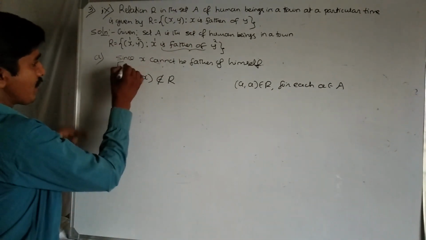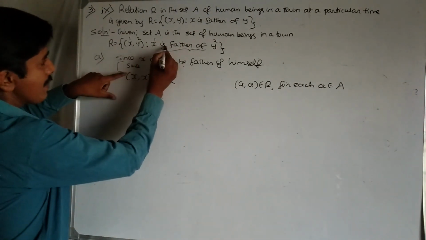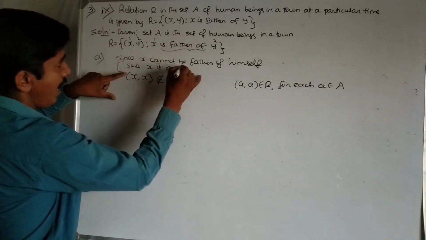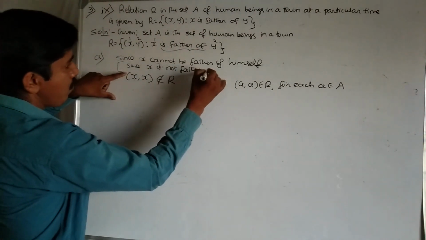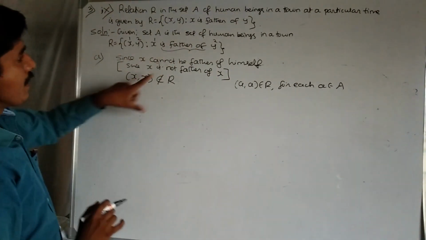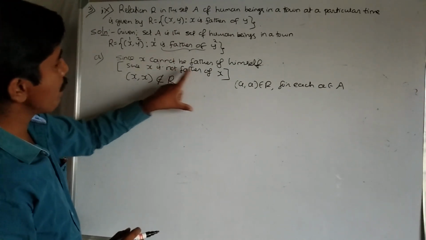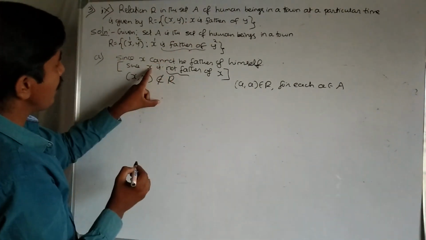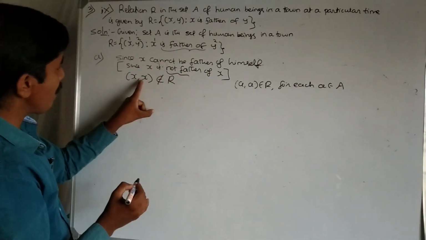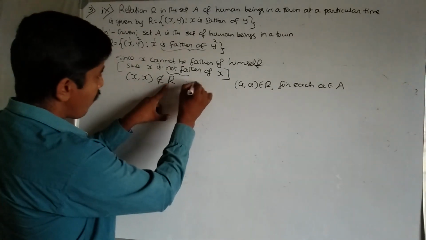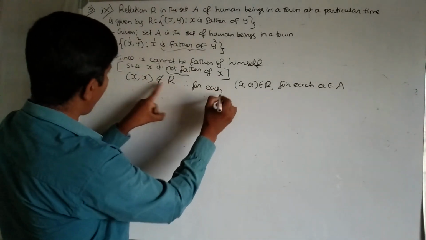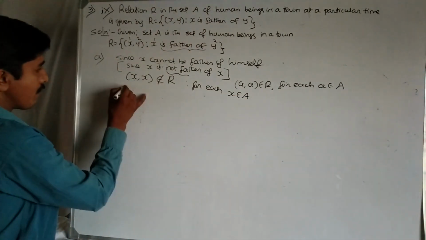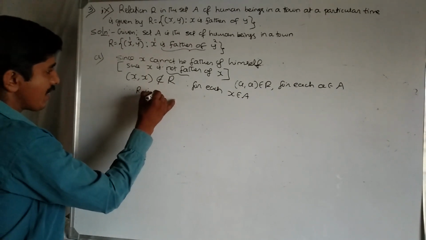Or alternatively, you can write: since x is not father of x. The relation is father, x cannot be father of x, therefore (x, x) doesn't belong to R for each x belonging to the given set A. Therefore, R is not reflexive.